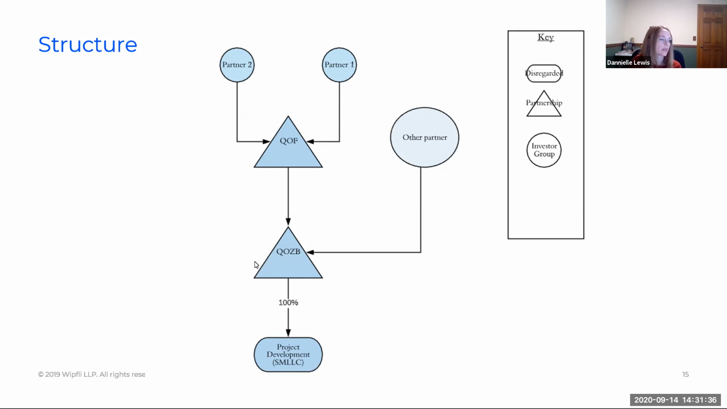And the main reason for that is how we were discussing earlier. We really want this to be its own entity so we can meet the test that we just went through. If we take this out and the QOF owns this property directly, they're going to be subject to the 90% asset test versus in a QOZB, it's a 70% asset test. Additionally, a QOF does not have a working capital safe harbor.